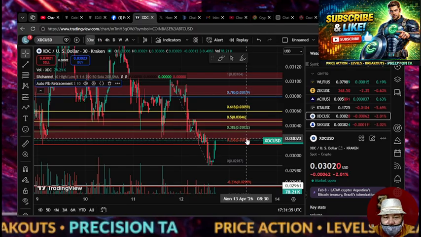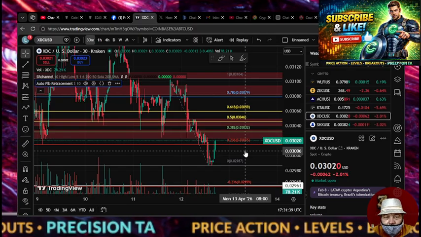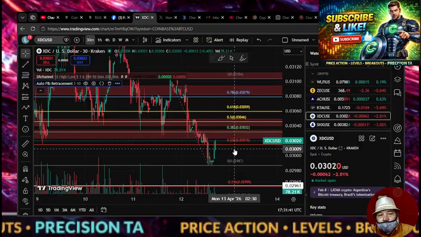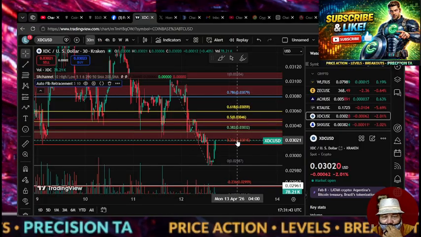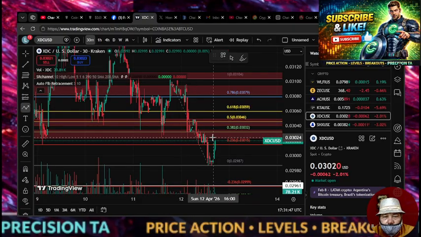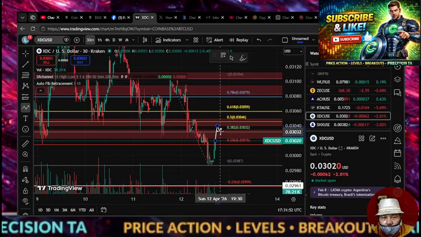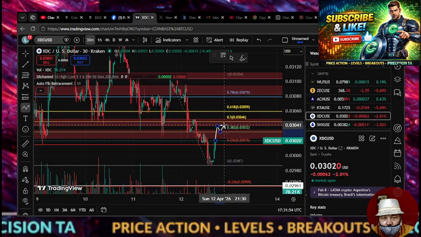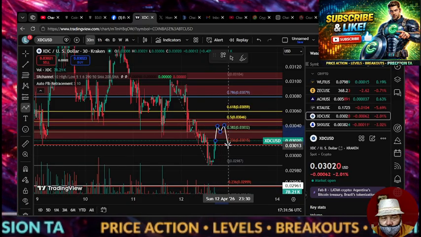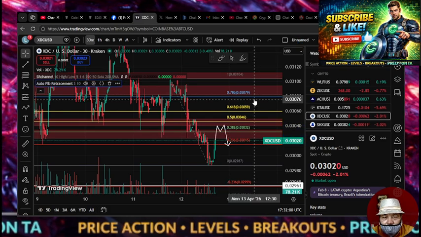that sits around 0.3023, trying to push above that. I do see us getting up above the 0.382, pushing up. Maybe trying once or twice before maybe coming back down.